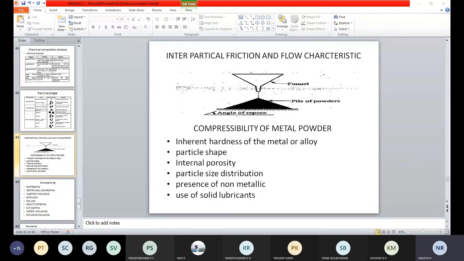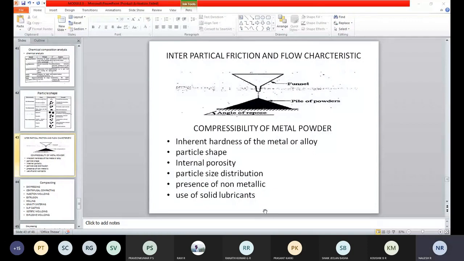Now the next one is the use of solid lubricant. It is also one of the characteristics. In order to get good bonding from one powder to another powder, obviously we need lubricants. The lubricants are added during the pressing by using different machineries. It will show good compressibility properties while the pressing process is undergone.